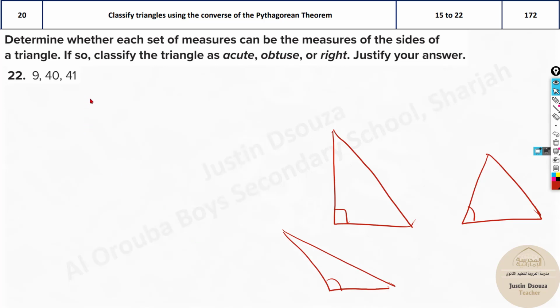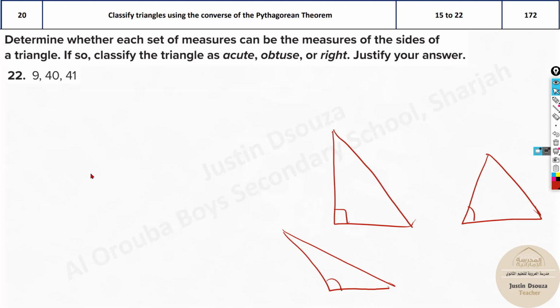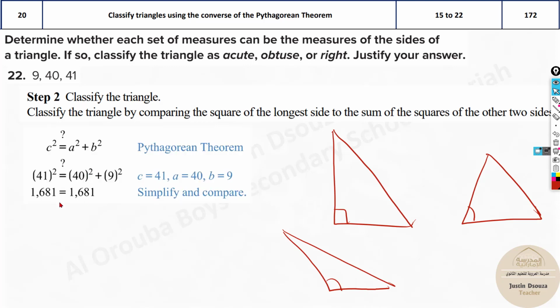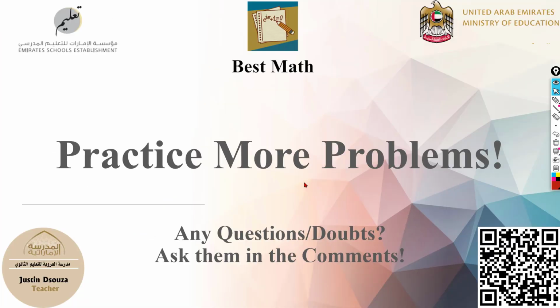And the last problem, same method, but these are the sides. So we don't have to use the distance formula at all. Directly check whether you can draw a triangle. Yes, it's possible. And now do the Pythagoras theorem. And over here, again, we got equal. That means it's a right angle triangle. So whenever it's a right angle triangle, c squared will be equal to the sum of the squares of the other two sides. And that's the end of the last question, question number 20.